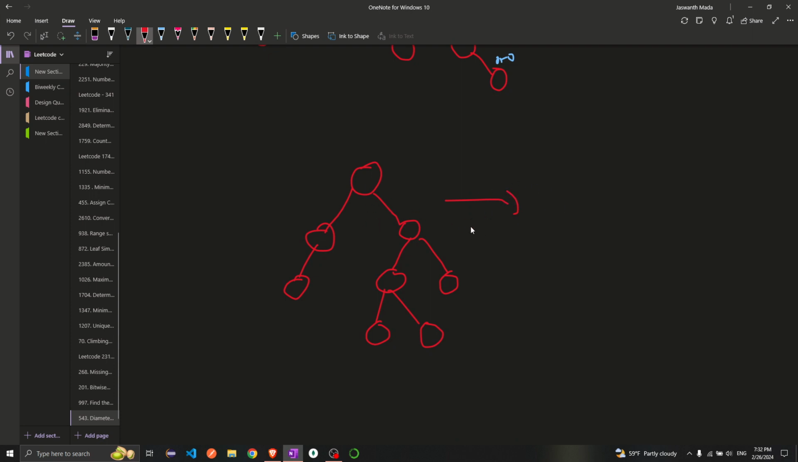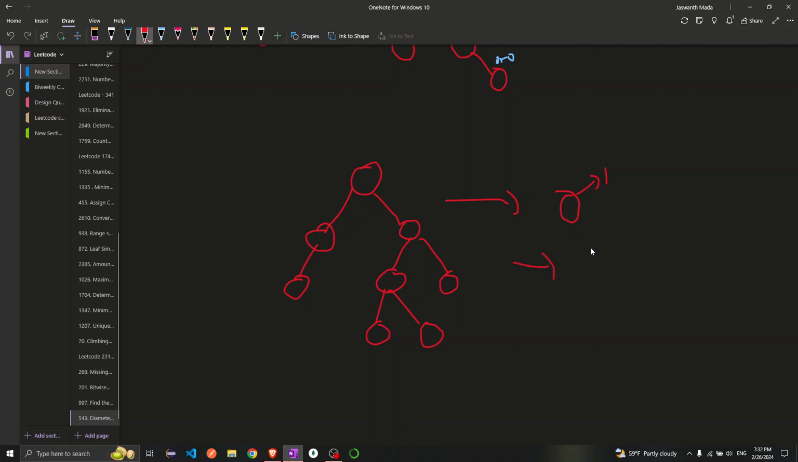Suppose we only, let's say we have this tree. Let's break this down into a smaller problem. Let's say we have only this thing. We have one and only one node. So what's the height of this subtree? 1, right? When we only have one node, the height of the tree is 1.